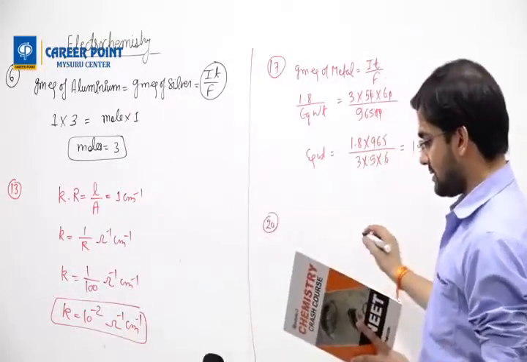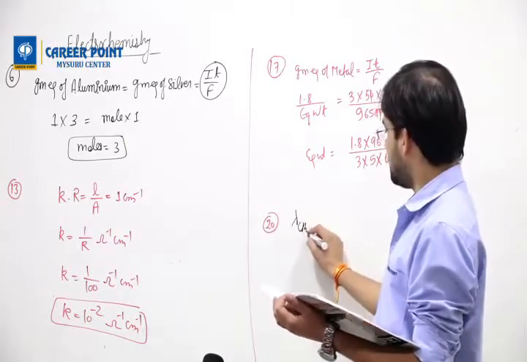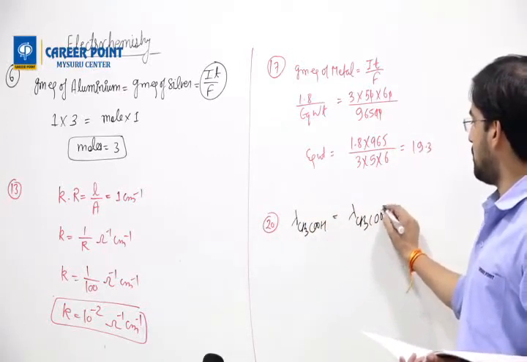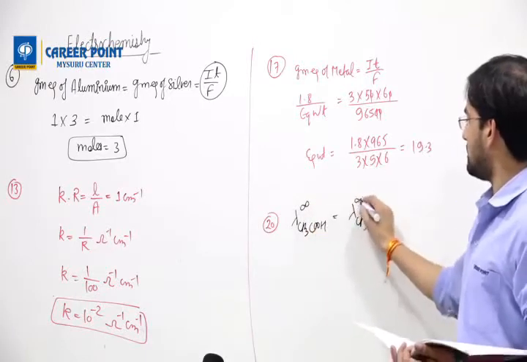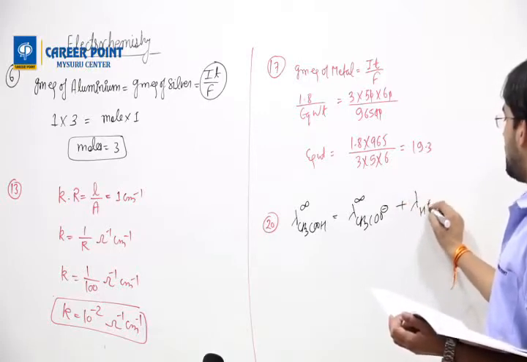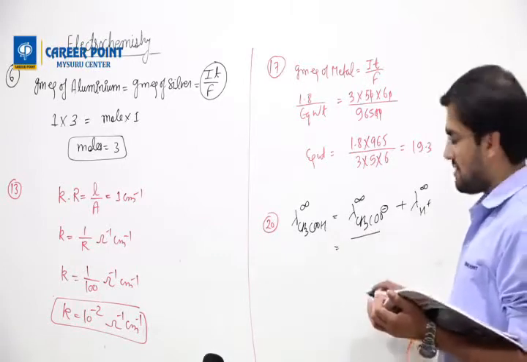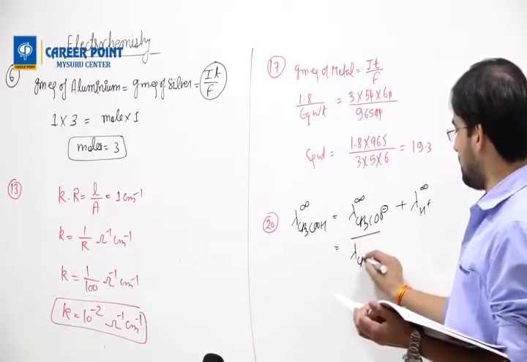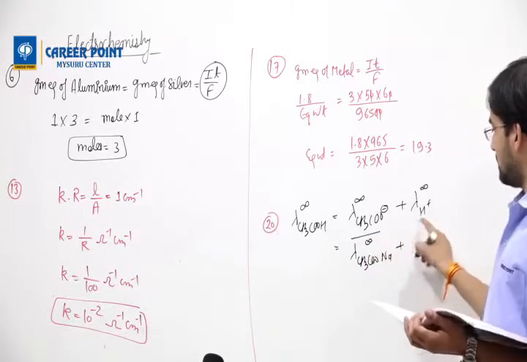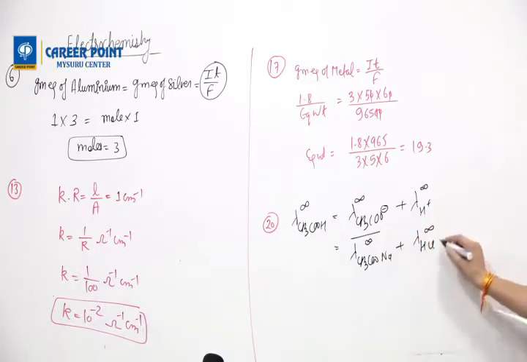After 17, question number 20. The molar conductance of HCl, NaCl, that was easy. Which conductance they are asking? Lambda of CH3COOH is equals to lambda of CH3COO minus at infinite. Okay, all are at infinite. Plus lambda of H plus at infinite. Now this is coming from a compound called sodium acetate. So that is equals to what? Lambda of CH3COONa at infinite. This is coming from HCl. So lambda of HCl at infinite minus.